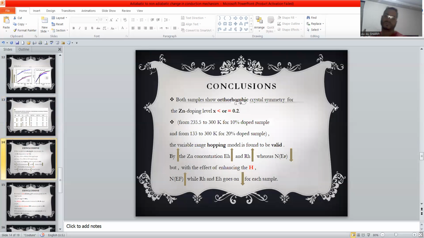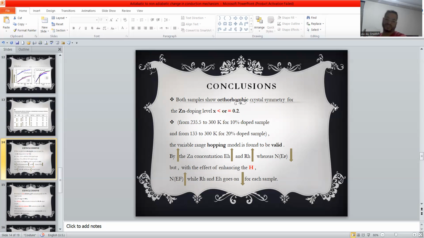Here the conclusion: both samples show orthorhombic crystal symmetry at these two different amounts of doped concentration, for the zinc doping at 100%. The temperature started from 253.5 to 300, but less with increasing the doping concentration, started from 133. The variable range hopping model is found to be valid. It's a condition, like I said in the previous lecture and the previous slide.